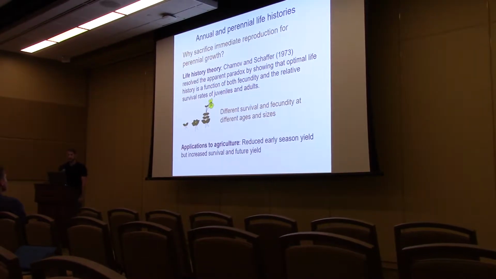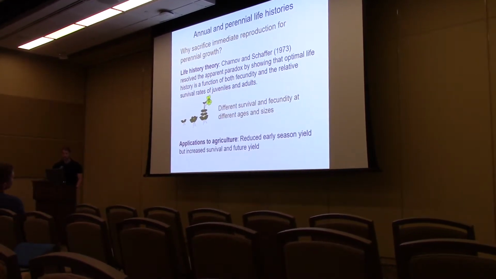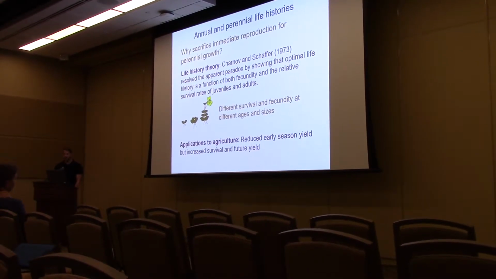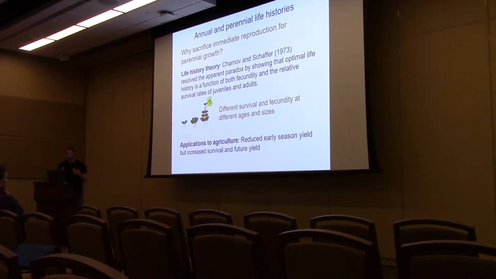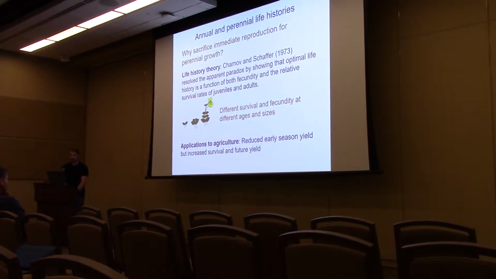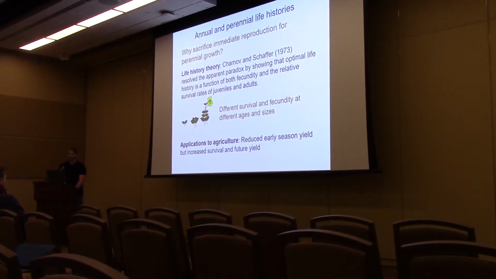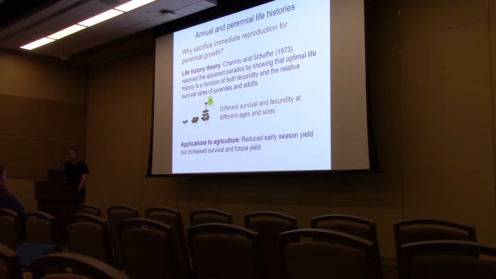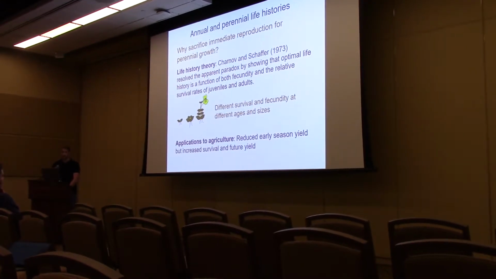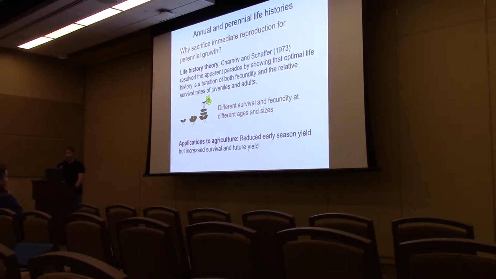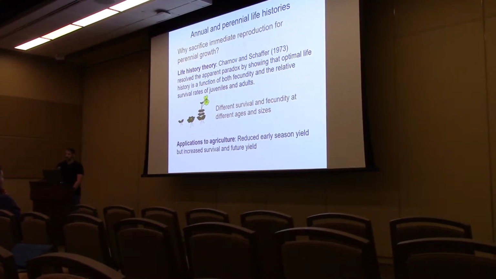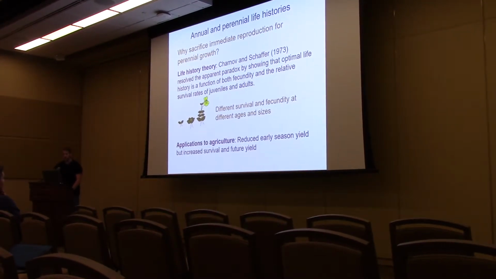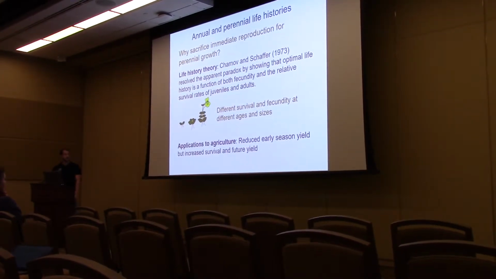And I think a great foundation question for this particular series is, why sacrifice immediate reproduction for perennial growth? To look for answers to this, we can look at the foundations of life history theory, where this paradox has been resolved by proposing that optimal life histories are a function of both fitness, or fecundity, reproductive output, but also the relative survival of individuals at different life history stages. And this has great applications to agriculture.